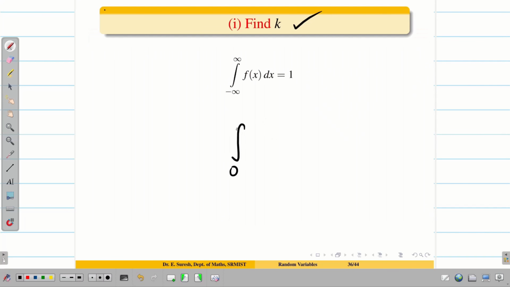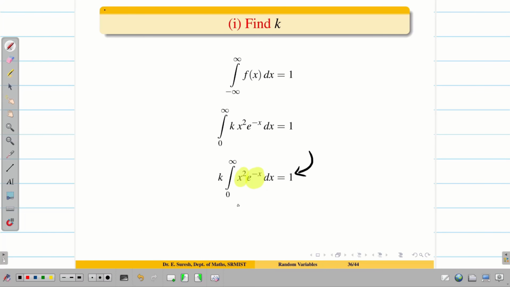So we can take this as the integral from 0 to infinity of k into x square into e power minus x dx is equal to 1. Now I can take this k outside. I have to integrate this. You see here x square into e power minus x. So I don't have any direct formula to solve, so I am going to get the help of Bernoulli's formula.